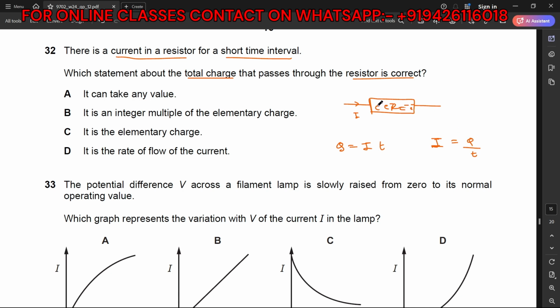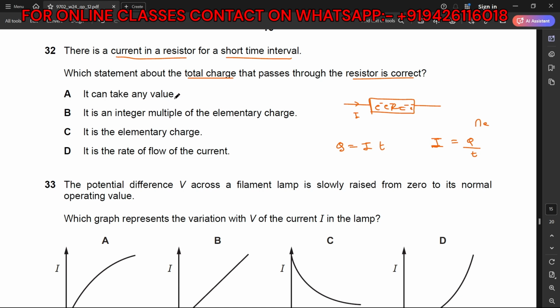And these charges are going to be in the format of elementary charge. So if there is this charge passing by, it's going to have a value of 1.6 × 10^-19. Like this, I have a lot of different charges. So it's going to be equal to N times e, right? Based on this, let's look into the options and see which value is going to be correct for the total charge.